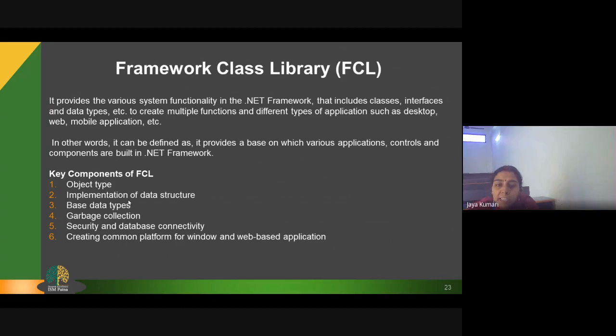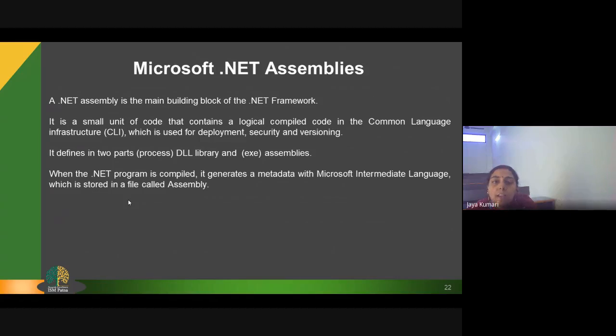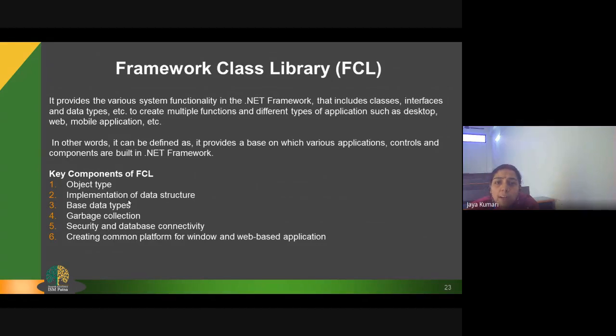Now, as we see that .NET has assemblies, the next component is the FCL, Framework Class Library, which provides various system functionality in the .NET Framework, which includes classes, interfaces, data types, functions, etc. to create multiple functions and different types of applications such as desktop-based, web-based, mobile applications, etc. The key components of FCL are object type, implementation of data structures, base data types, garbage collection, security and database connectivity, creating a common platform for Windows and web-based applications. These are the major components of FCL.